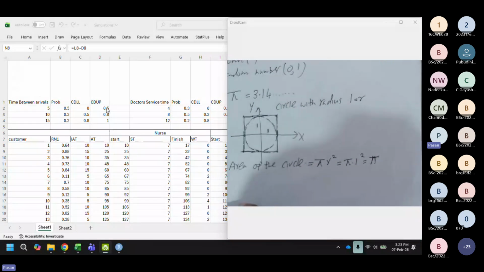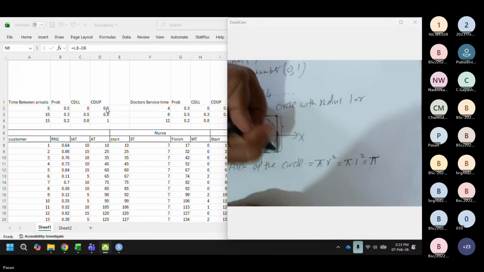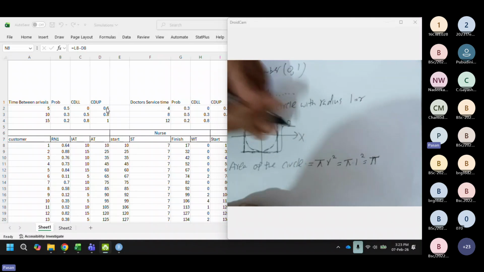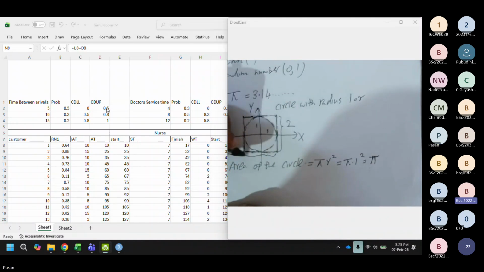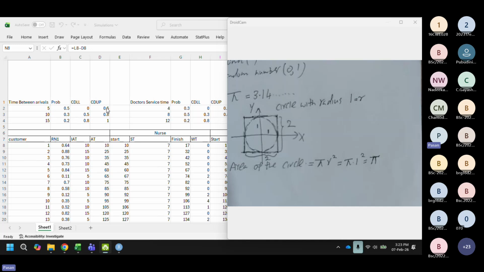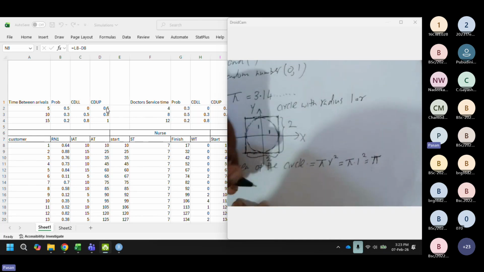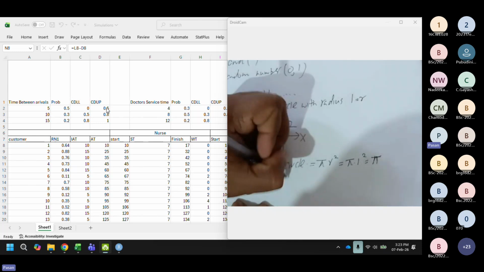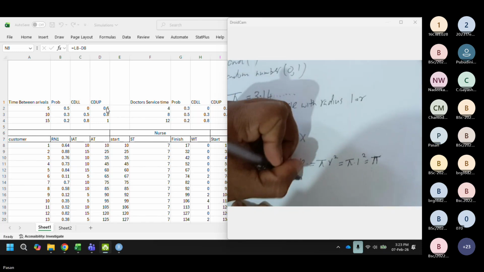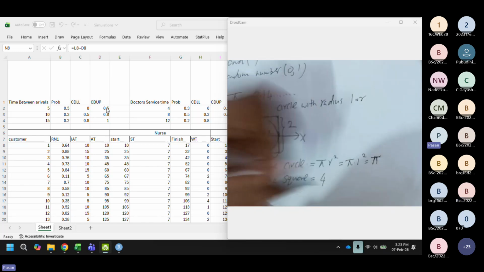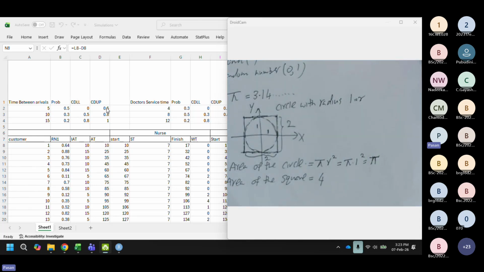Okay. So then I know that the length of this square is 2. I'm having the length of the square as 2. Therefore I can have the area of the square equals 4, so it is 2 times 2, that is 4. The area of the square is going to be 4.